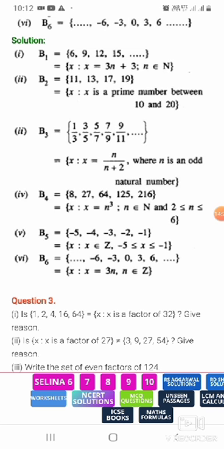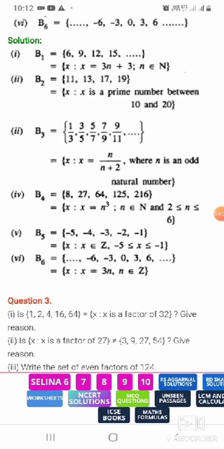Now let us write it down here. If I take 1 by 3, it can be written as 1 by 1 plus 2. So you can write it like this: x such that x is equal to n by n plus 2, where n is an odd natural number.